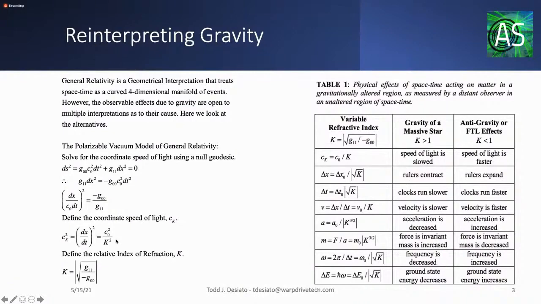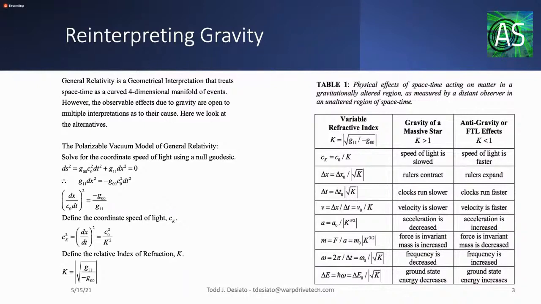So as a distant observer is looking into a gravity well, he sees clocks slowing down, rulers contracting, and the speed of light getting slower. Now, from the opposite perspective, if you're down inside the gravity well, again, you've got a bench top, you're measuring the speed of light on your bench, and you get C. It's the same as it was far away.